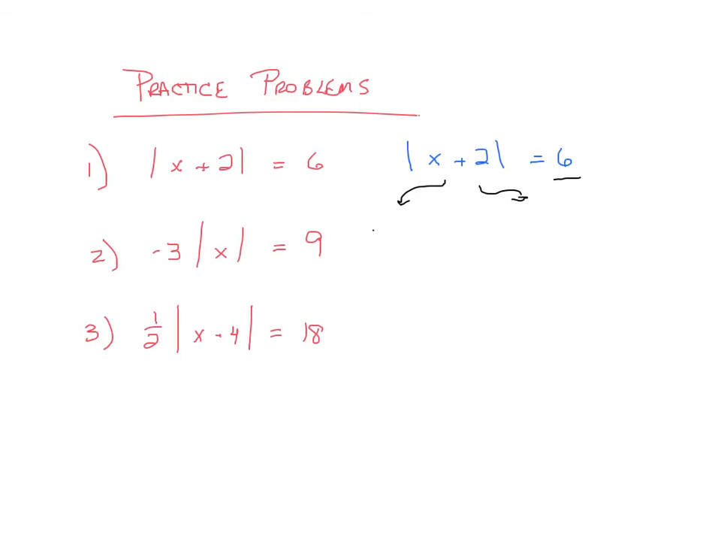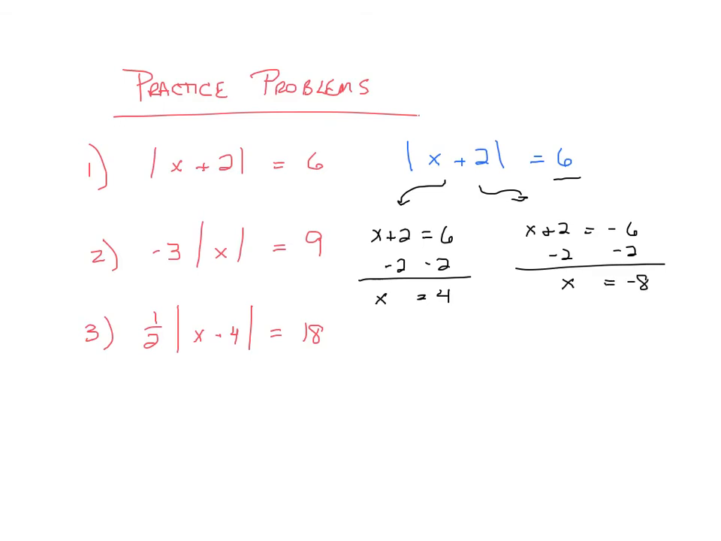So we're looking for numbers that when you do x plus 2, it will end up being 6. And we're looking for the number that when you do x plus 2 will end up being negative 6. We'll solve each of these individually. We get x is equal to 4. We also get x is equal to negative 8. We could check that. 4 plus 2 is 6. The absolute value of 6 is 6. Negative 8 plus 2 is negative 6, and the absolute value of that would then be positive 6. It also works.